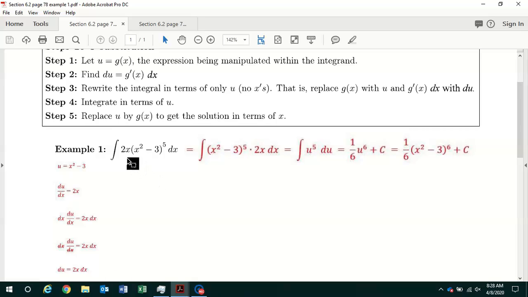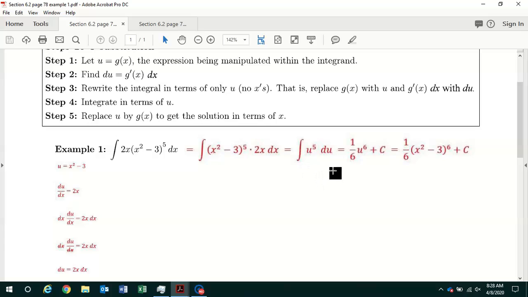So up here inside the integrand, we have 2x times (x squared minus 3) to the 5th. So I can reverse the order of multiplication and put the (x squared minus 3) to the 5th first, then times 2x dx. And now when I do my substitution, I replace x squared minus 3 with u. And so (x squared minus 3) to the 5th becomes u to the 5th. And 2x dx is equal to du, so I replace 2x dx with du. And now I have transformed this antiderivative in terms of x into an antiderivative in terms of the variable u.